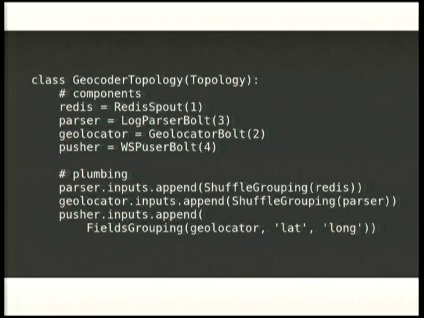And so you can see that each one of these elements has an inputs field. It's just a list, and you just start appending based on those groupings that we talked about earlier. So we append the shuffle grouping of the Redis. You'll see that I'm just passing in the name of the component, not specifying which tuple output stream. That's because they all are just using default, so it defaults to default, as might make sense. And then the only one that's a little bit more interesting is the final one, where we have the pusher inputs and we append a fields grouping where we define the list of fields that we want to group on.